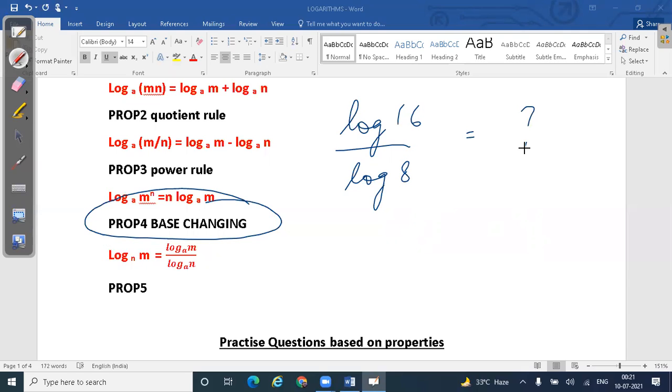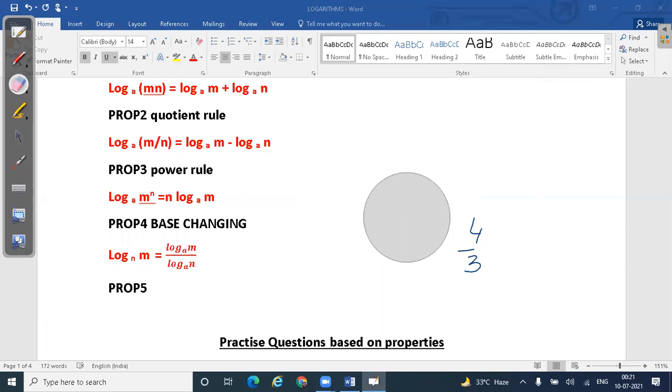Think about it. I can choose a base here. Let me choose the base 2. So what is my answer? My answer will become 4 by 3. Absolutely. My answer will be 4 by 3. 16 I can break down as 2 power 4, so 4 comes out. 8 I can break down as 2 power 3, so 3 comes out. Simple as that. Easy one. Just an introduction to the base changing property.